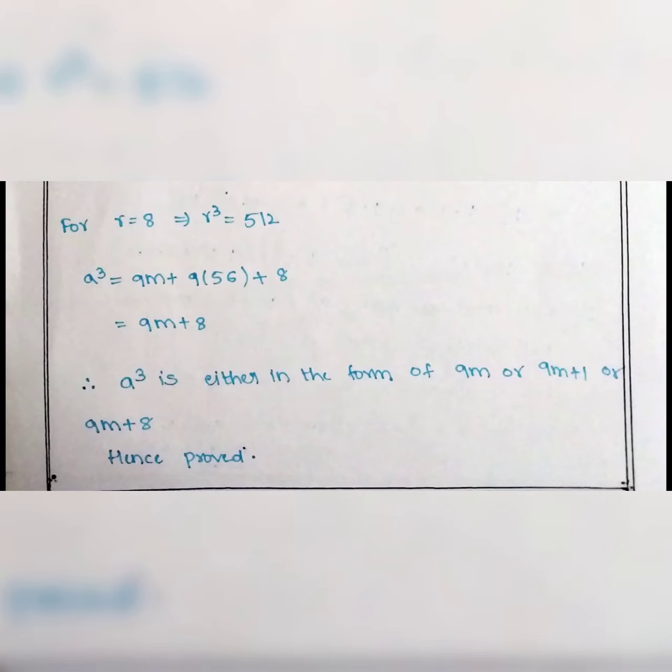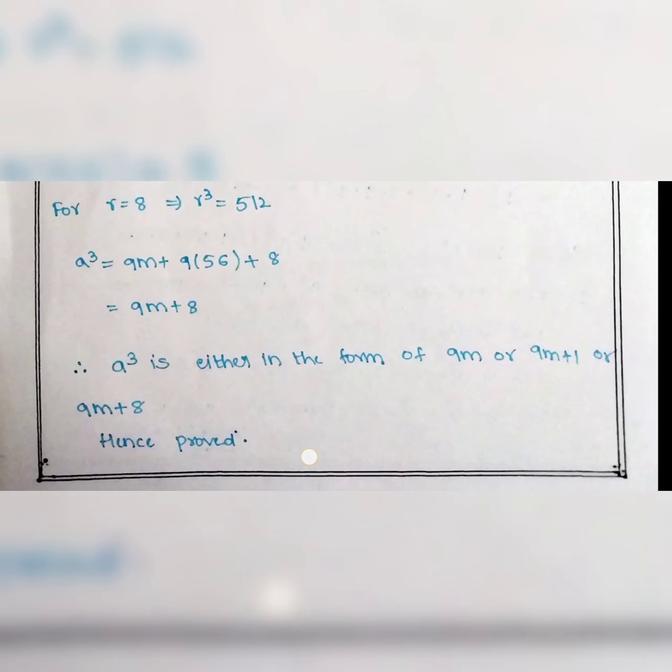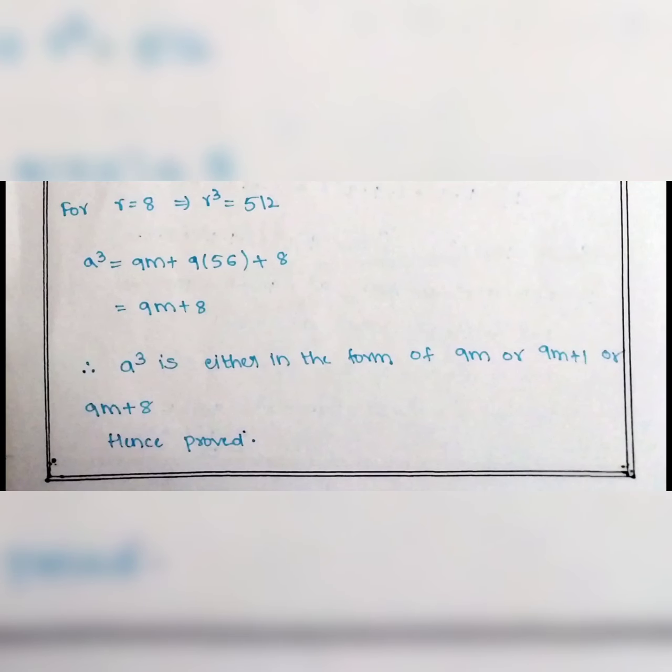This can be solved like this. So a cube is either of the form 9m or 9m plus 1 or 9m plus 8. By using the above, we can say that it is of the form 9m, 9m plus 1 or 9m plus 8.